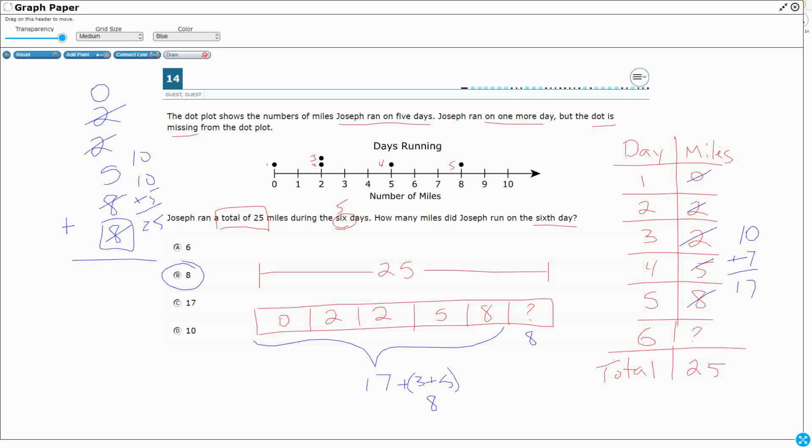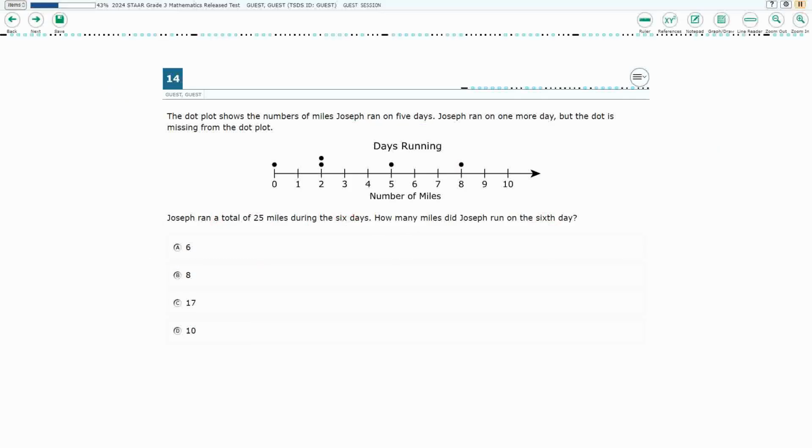Now, how do we get some of these other numbers? Well, take a look at this 17 right here. I bet some students probably chose that 17 because that's our subtotal. That's how many miles Joseph ran on days 1 through 5, but that's not what the question asks. Always got to look back at that question we're trying to answer. How many miles did Joseph run on the 6th day? Not how many miles has he run so far. So our answer here is going to be B.